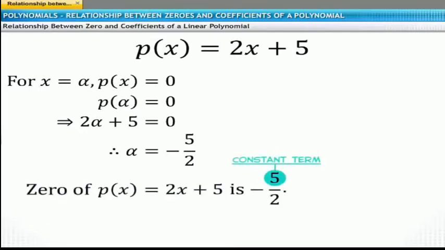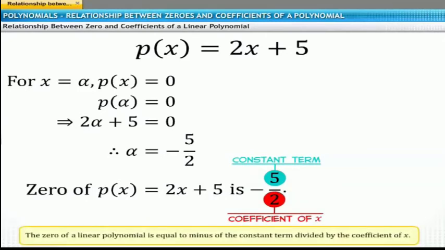See the example, p(x) is equal to 2x plus 5. It is a linear polynomial, where 2 is the coefficient of x and 5 is a constant term. Let's find the zeros of this polynomial. It means how we can find the zeros of the given polynomial. A real number k is a zero of a polynomial p(x) if p(k) is equal to 0. It means if p(k) is equal to 0, that will be the zero of the polynomial.